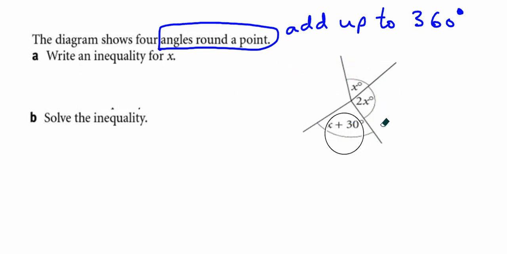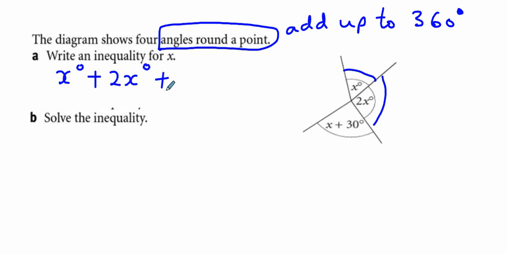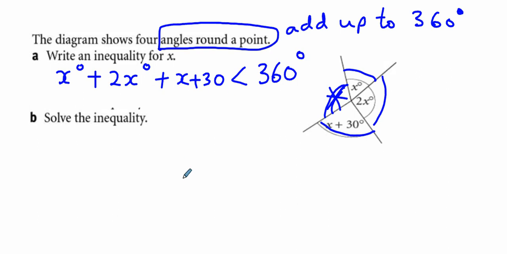I hope that is clear. Okay, so we take x, that angle, x degrees, plus this angle here, which is 2x degrees, plus this angle here, which is x plus 30. Now we have excluded this angle, so this sum should be less than 360 degrees. This is the inequality which they are talking about.